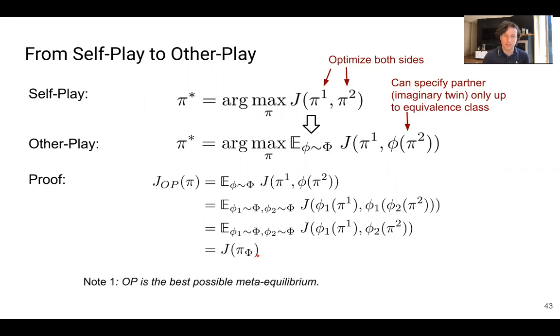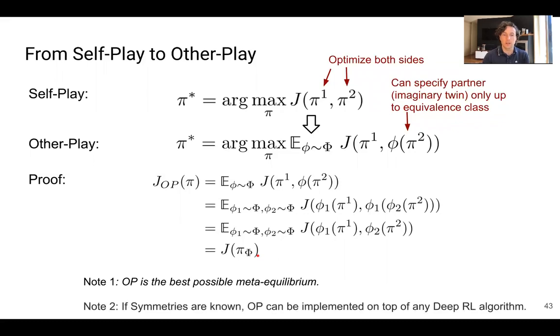And we note here, other-play, when you know the symmetries, is the best possible meta-equilibrium. And you can actually implement other-play on top of any deep algorithms of your choice, because you simply can permute the action space, observation space, and the reward function.